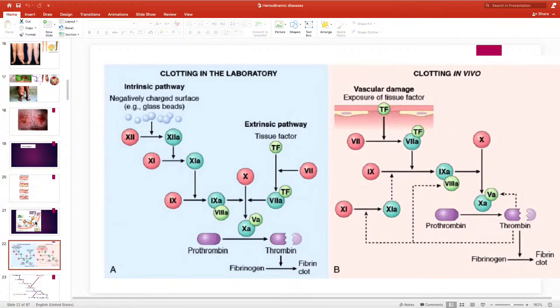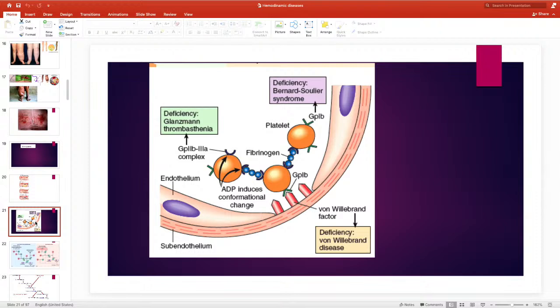Also, this is very important, and you will realize why I'm explaining this. Von Willebrand factor has two functions. One main function is that it binds glycoprotein 1B. Agree? The second function of von Willebrand factor is that it stabilizes factor 8. Follow me. Now, stabilization of factor 8 depends on von Willebrand factor.